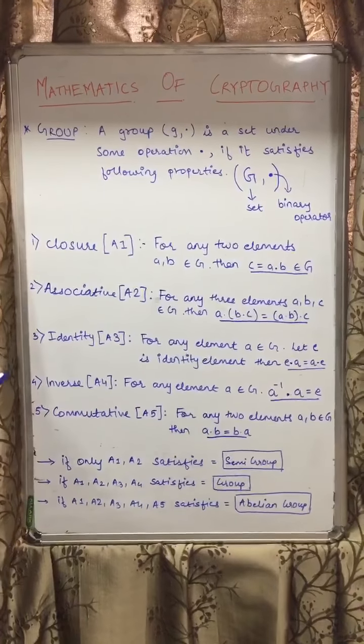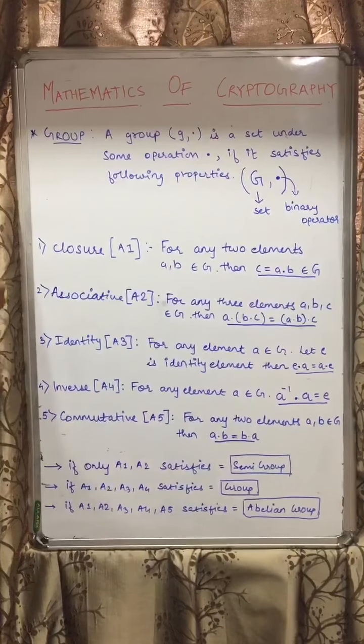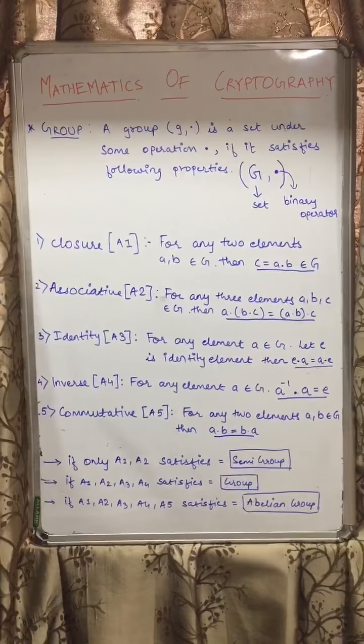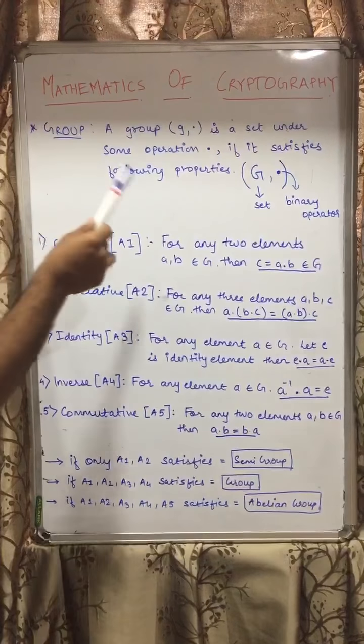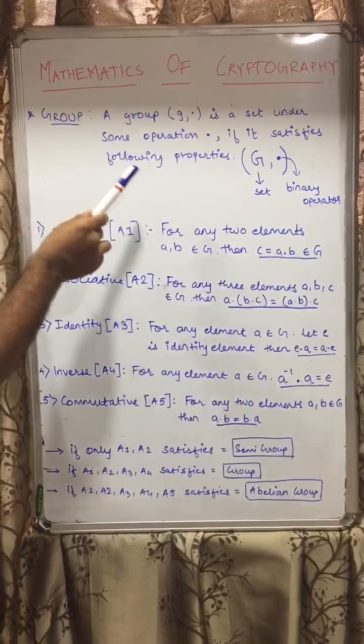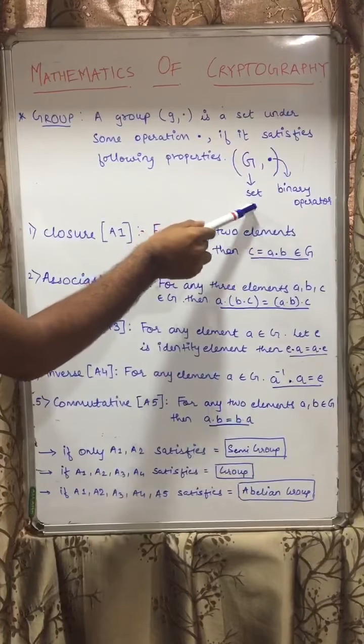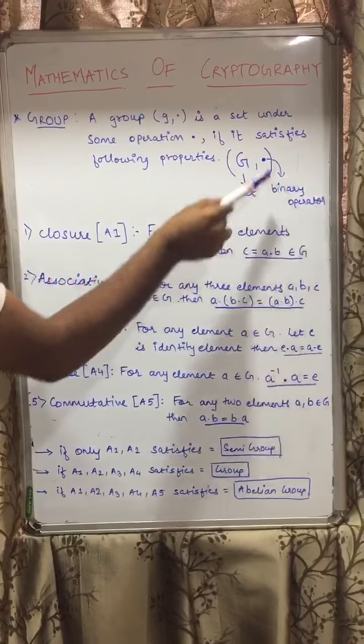In this lecture, we are going to talk about group. So first of all, what is the definition of group? A group is a set under some operations if it satisfies the following properties. We have mentioned 5 properties over here and it is denoted as G, dot, where G is any set and this dot is any binary operator.